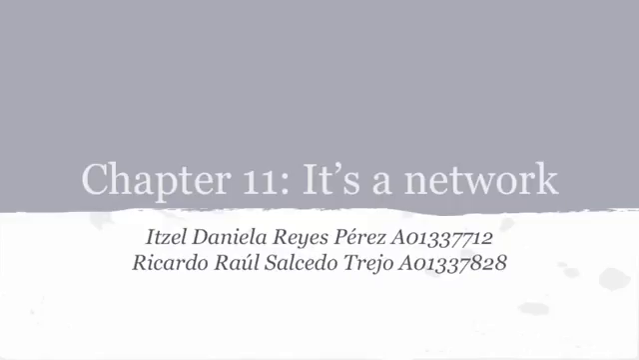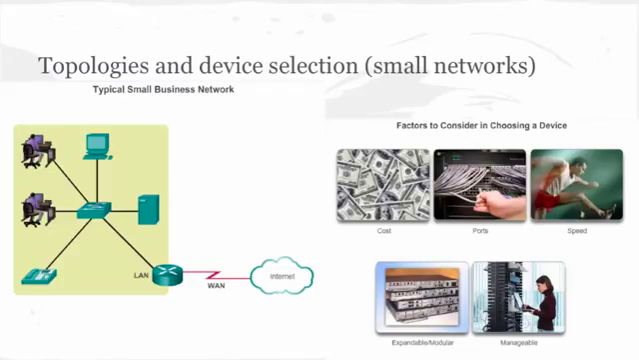In this last chapter, we are going to learn how to assemble all the elements from the past chapters in a functioning network that can be maintained.